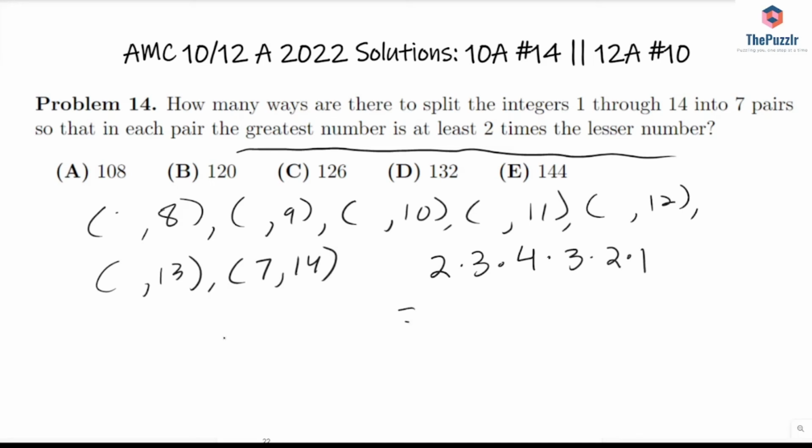That's it. We can multiply these out to give us 24 times 6, which gives us 144. So our answer is E, and just like that, we're done.